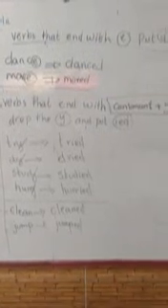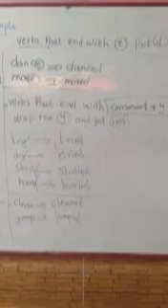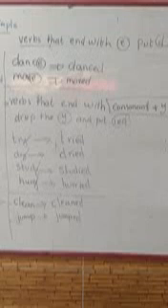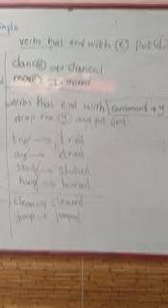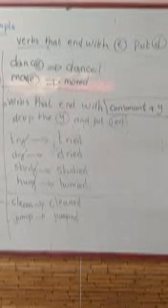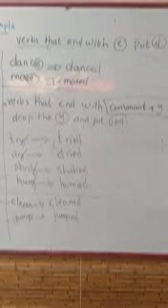Okay, now we have verbs that end with E, we add D. For example, here we have dance. Dance ends with E, so we are going to put D only: danced. Number 2, we have move. The verb move ends with E, so we are going to put D only and it will be moved.